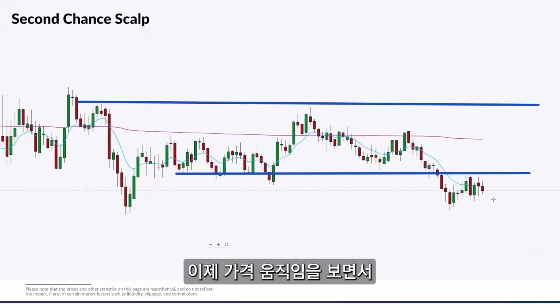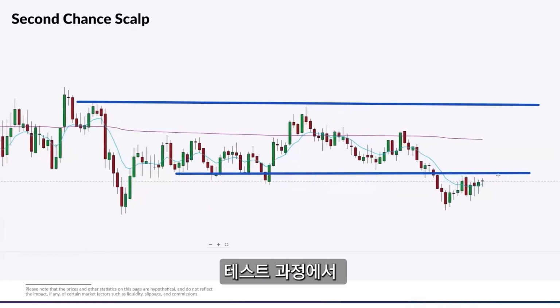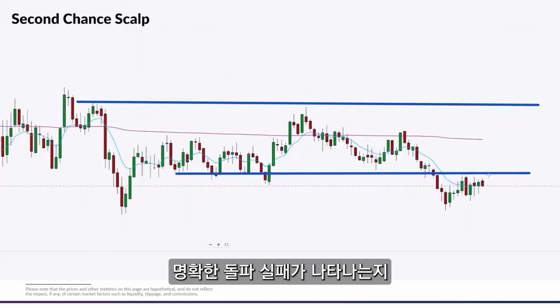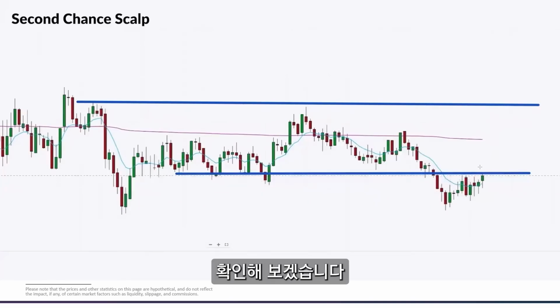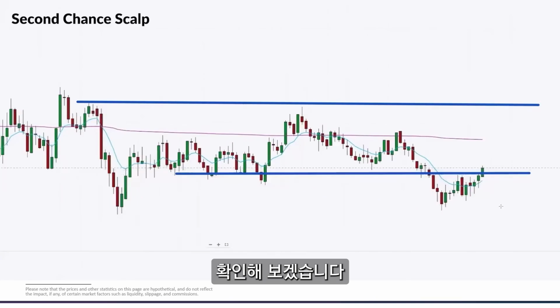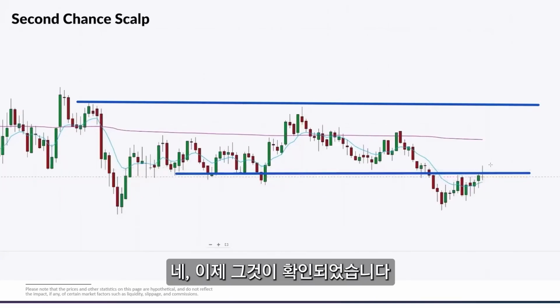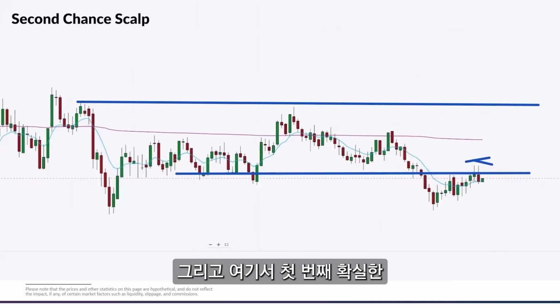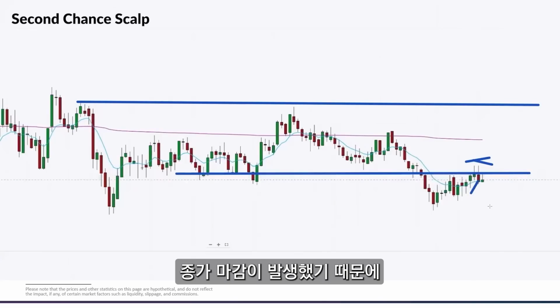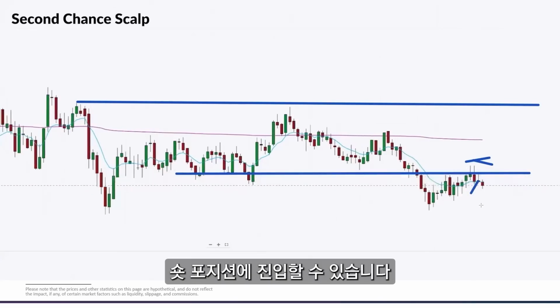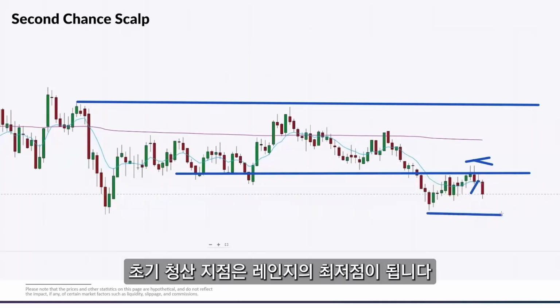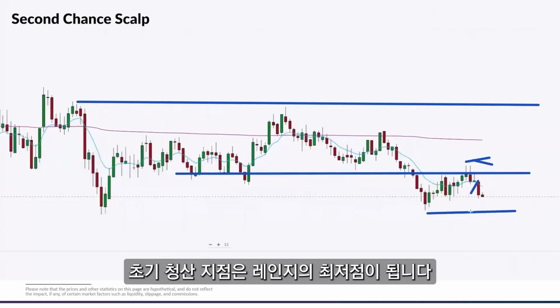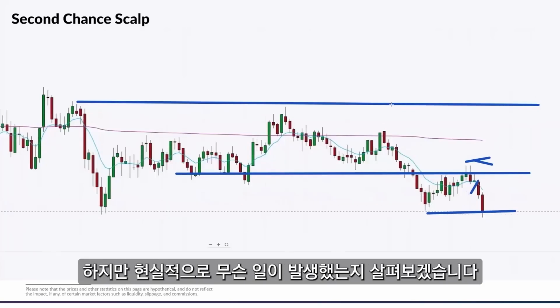So let's watch the tape as we get in here and watch the price action unfold and see if we can see a distinct, clear failure on the test. Okay, we have that. So now our stop can go right above the highs of that candle. And we can look for the first close away, which we have right here. And we can take that trade to the downside. Now, the rules are that our initial exit would be right here at the low of the range. But the reality is, let's look at what happened.